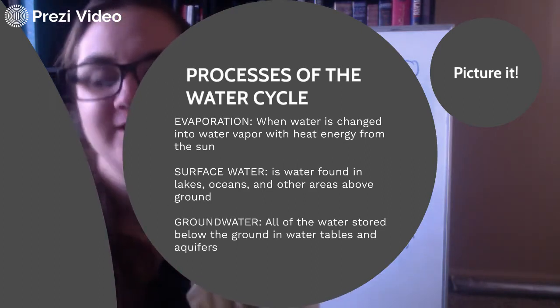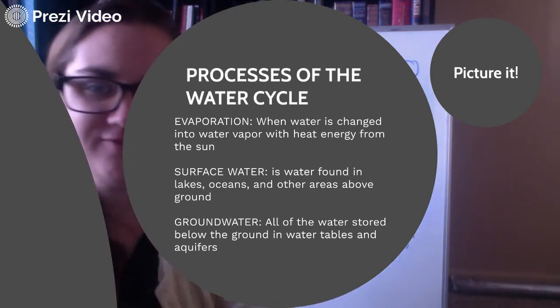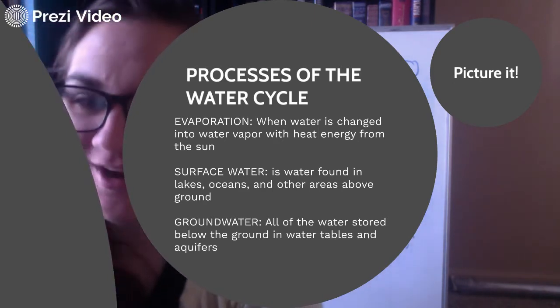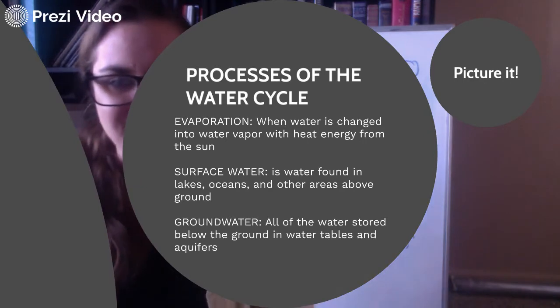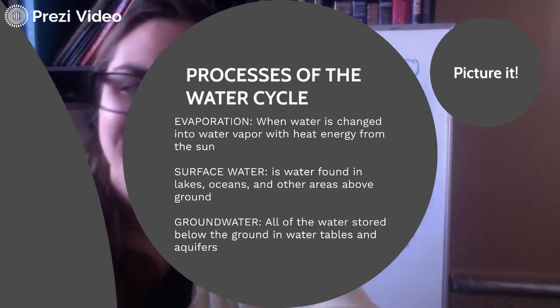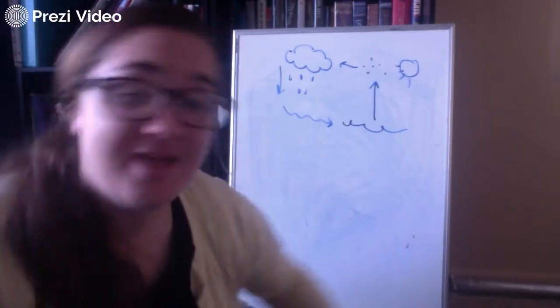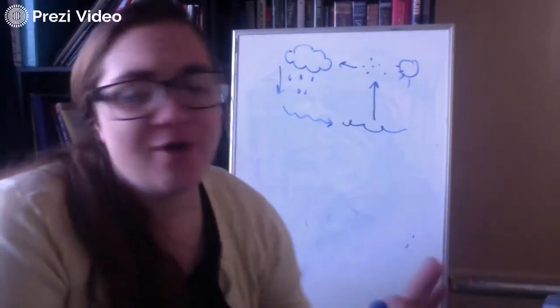Now, the mind-blowing concept is that surface water is the hardest thing we've learned all year, I promise you. Surface water is water found in the lakes, oceans, and other areas above the ground. And groundwater is all the water stored below the ground in water tables and aquifers. Now, I know you crazy scientists cannot imagine this, but so hard.